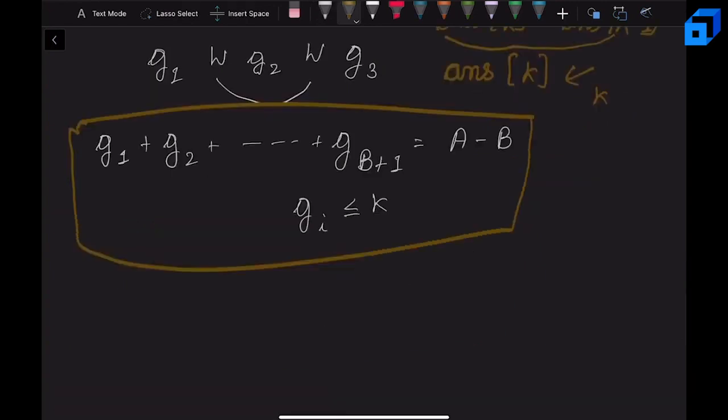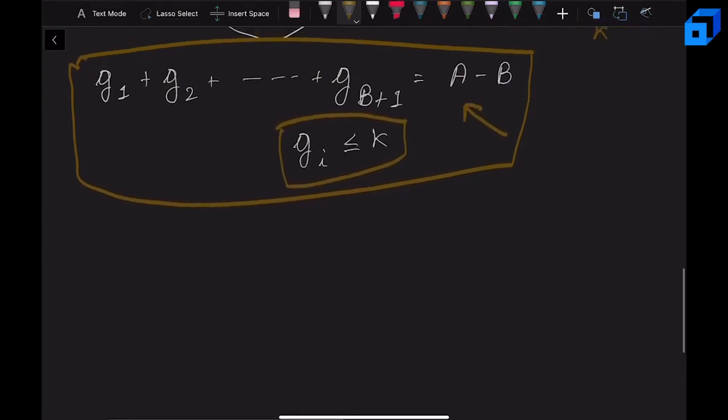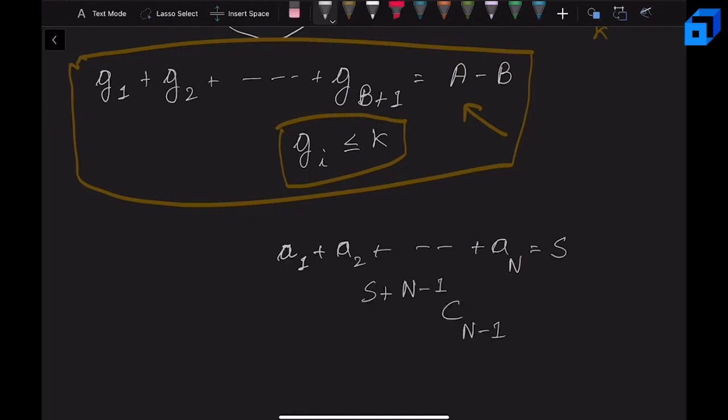Now how to do that? Let's first ignore this constraint. How many solutions does G1 plus G2 and so on up till G of B plus 1 equal to A minus B have? This is actually a popular problem called the stars and bars problem. If we have, let's say, A1 plus A2 and so on up till AN equal to S, the total number of possible solutions to this equation is S plus N minus 1, C N minus 1.